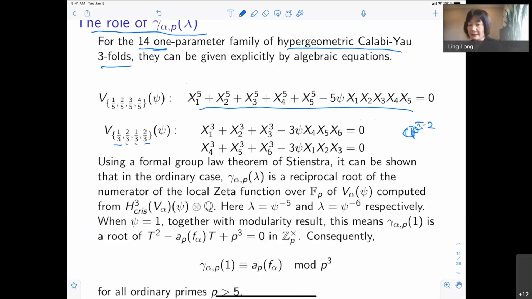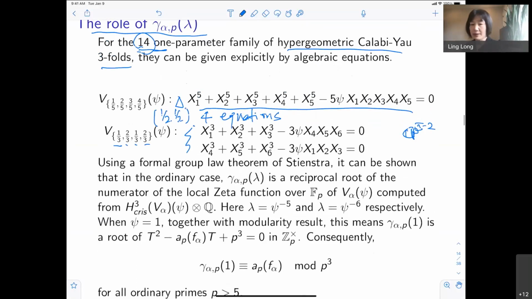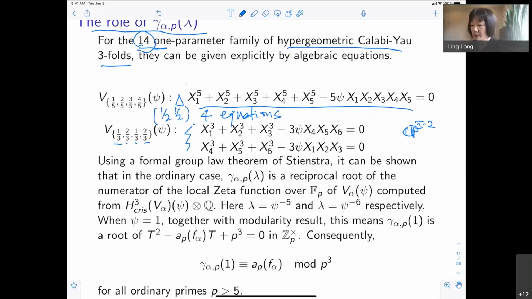So for all those 14 cases, they can be written down very explicitly. I show you 2 cases, 2 different flavors. This is a single equation. This is an intersection of 2. And in the most extreme case, for the 1/2, 1/2 case, there is an intersection of 4 equations. But the key point is it doesn't quite matter how many equations I'm using. There is a formal group law theorem by Stienstra that I used already in lecture 2 for the Hesse pencil case. What he used is to take a product of all these equations and look at particular coefficients to compute coefficients for the formal group logarithm.